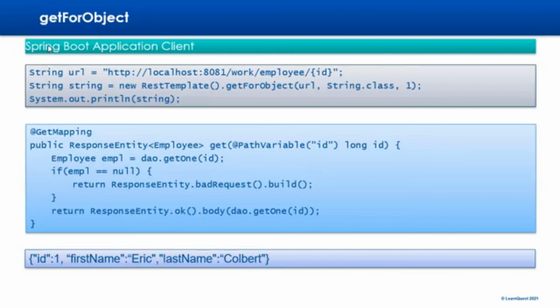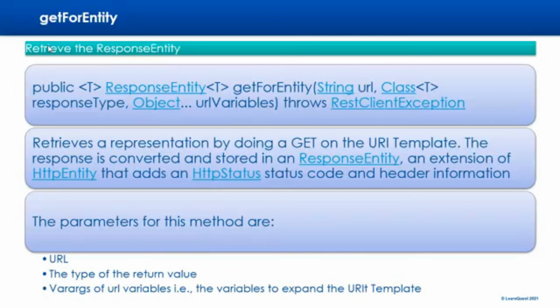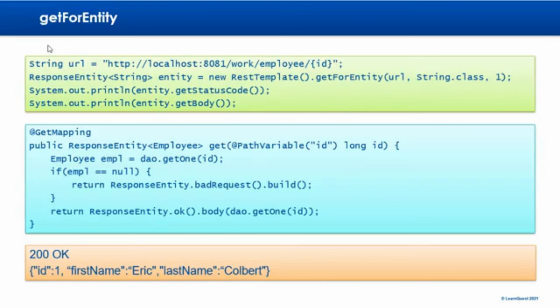The GET for entity. Once again, a get. The response is basically converted into a response entity at the REST template end. This means we have the ability to get hold of the status code and maybe header information. The parameters for the method are the URL, what you want to do with any payload in the response entity in terms of marshalling it into what, and once again for URI templates, varargs.